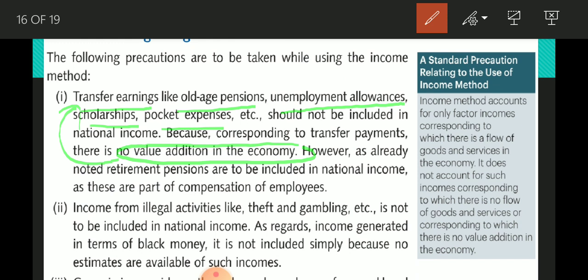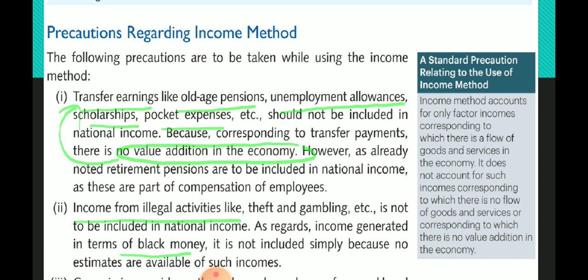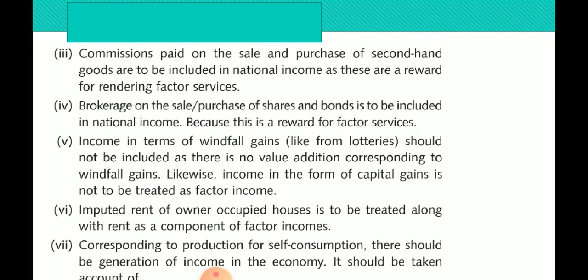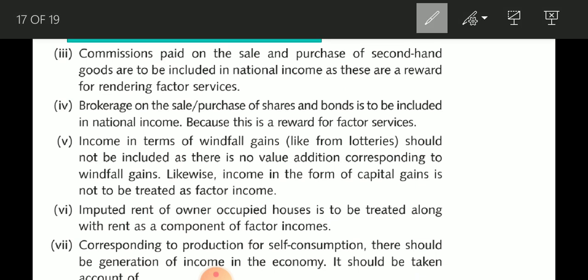Okay, now second is income from illegal activity. What is illegal activity? When you are getting money by theft, by gambling, these are considered illegal activity. So whatever income is earned by such type of activity is not included in national income when we are using income method. Reason: because these are black money and it is not going to increase the flow of goods and services.